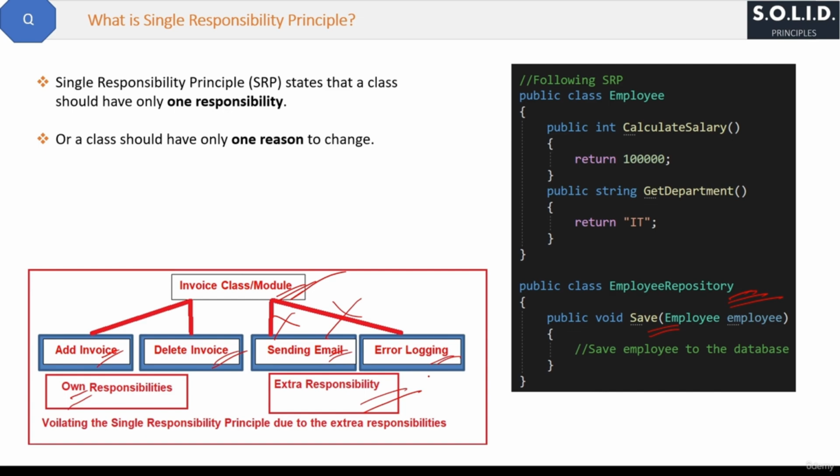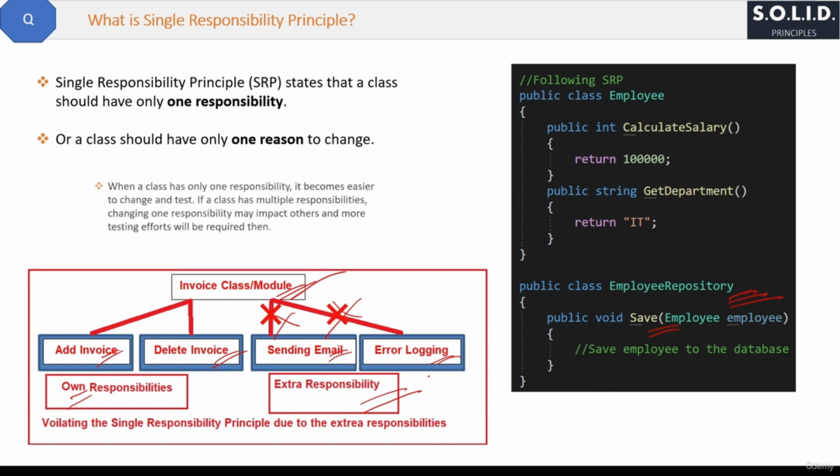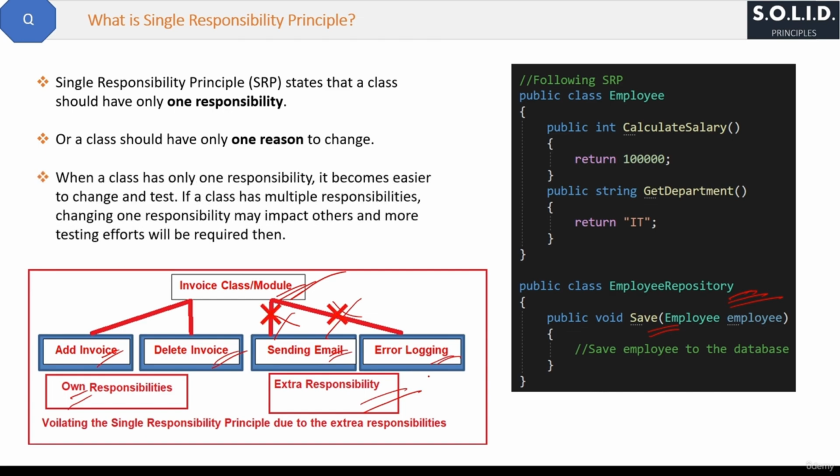The advantage of SRP is that when a class has only one responsibility, it becomes easier to change and test. If a class has multiple responsibilities, changing one responsibility may impact others also, and more testing effort will be required then, right? So this is the advantage of SRP. Great, I think now you know SRP.